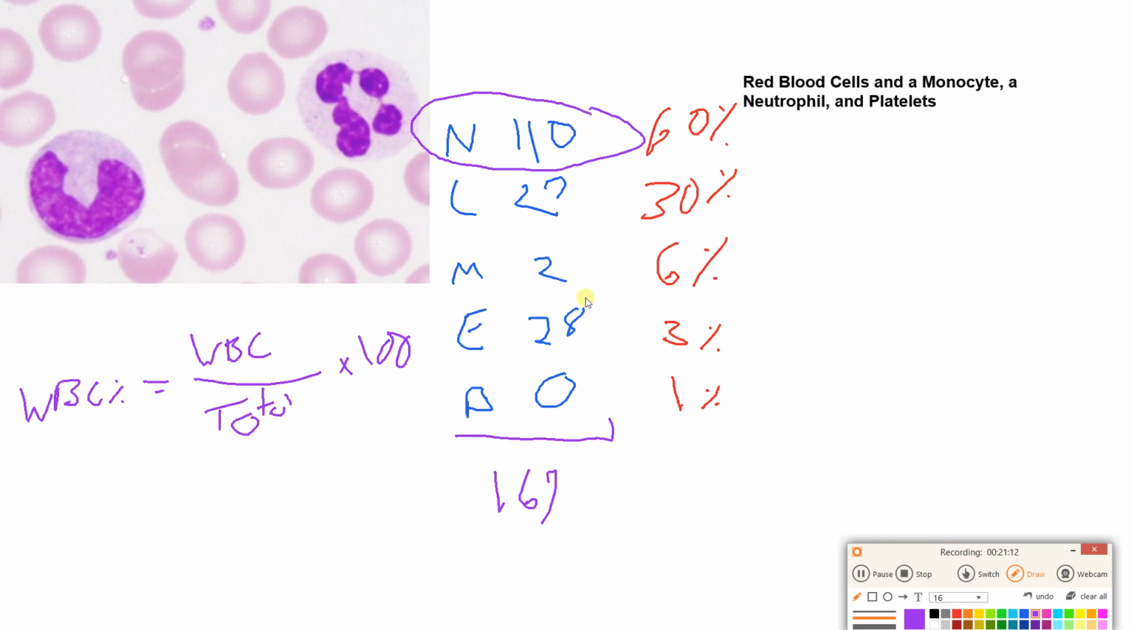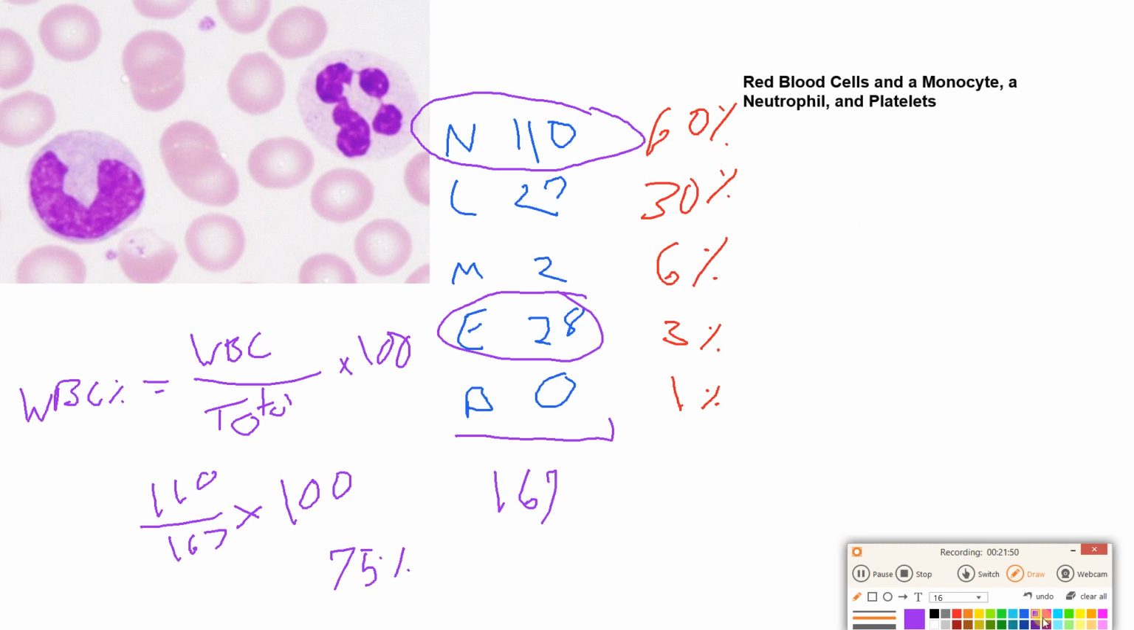and let's do eosinophils. So to do it for neutrophils, I would take 110 divided by 167 and times it by 100. I don't have a calculator on me right now, but I know this is going to be fairly close to 75%. Okay, it's going to be around 75%. All right, that's higher than 60, not outrageously high.